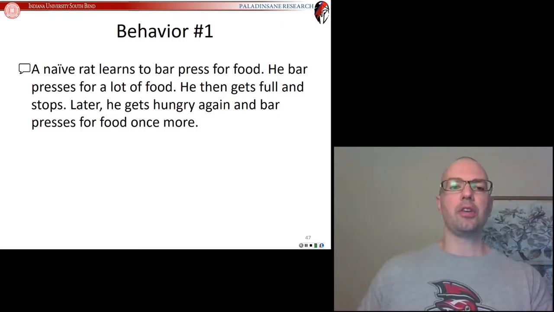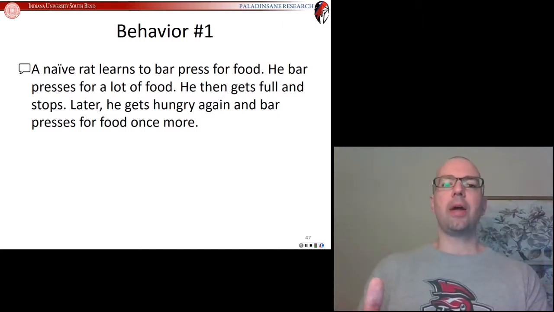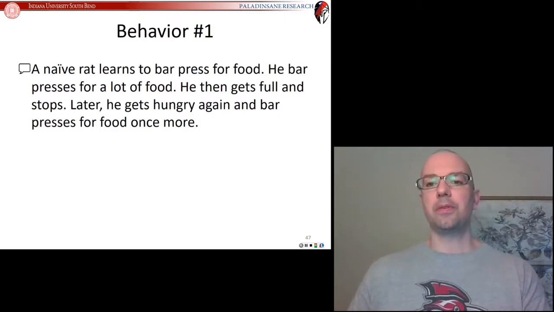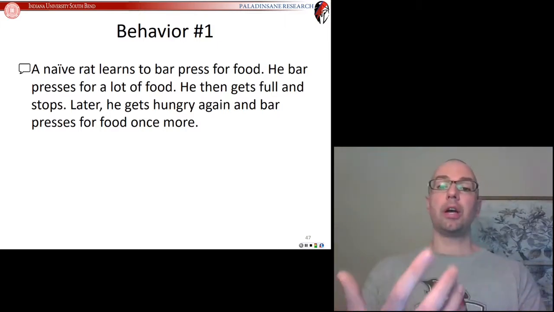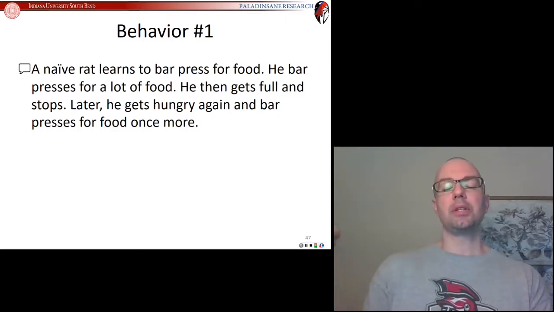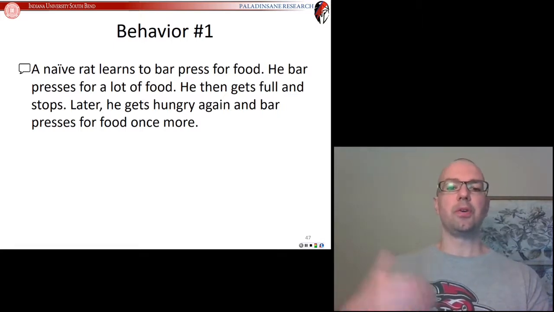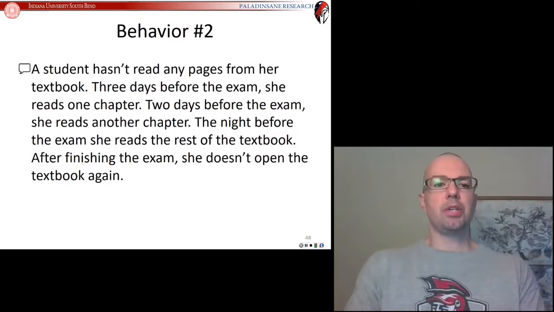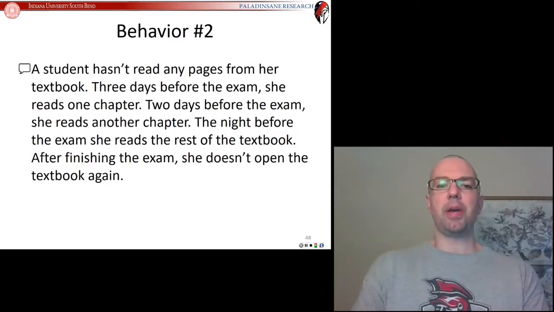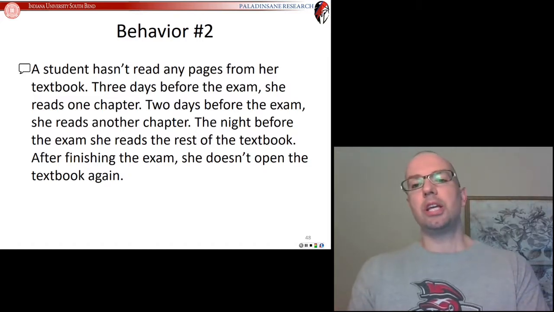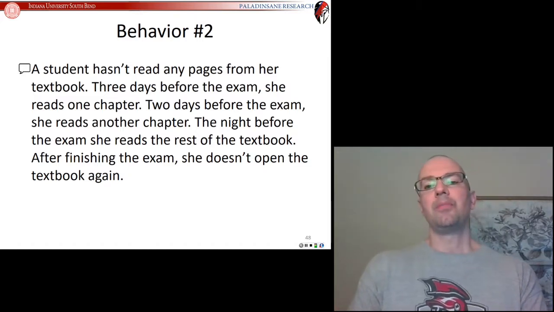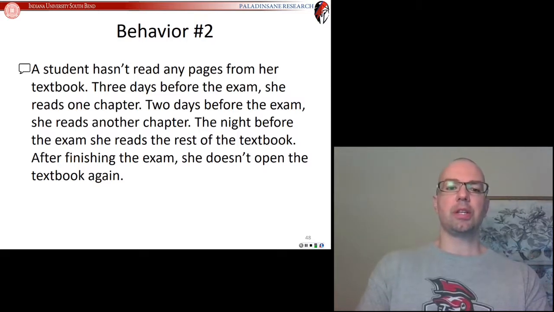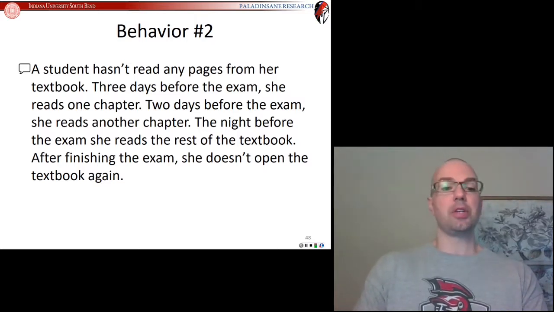Let's start off with behavior number 1. So we have a naive rat that learns to bar press for food. He bar presses for a lot of food. He then gets full and stops. Later he gets hungry again and bar presses for food once again. So that's behavior number 1. Behavior number 2, a student hasn't read any pages from her textbook. 3 days before the exam, she reads 1 chapter. 2 days before the exam, she reads another chapter. The night before the exam, she reads the rest of the textbook. After finishing the exam, she doesn't open the textbook again.